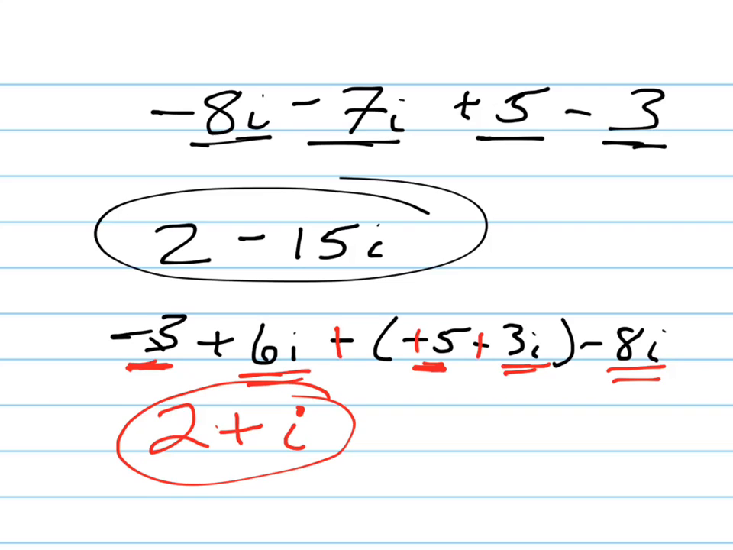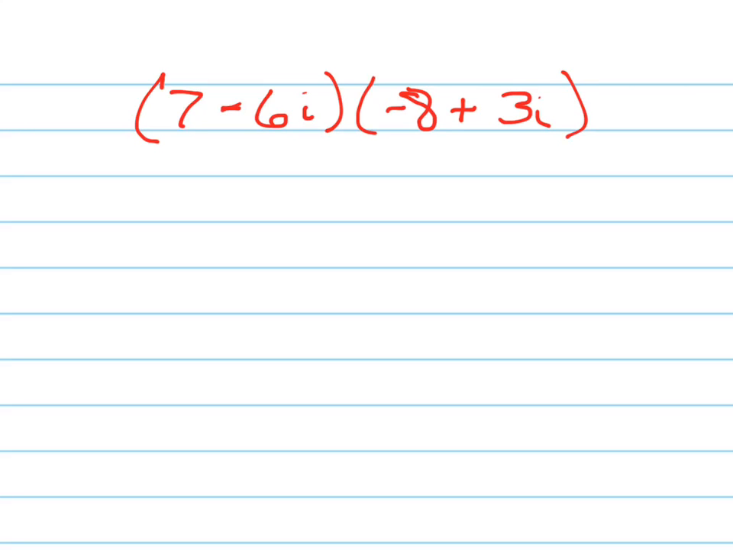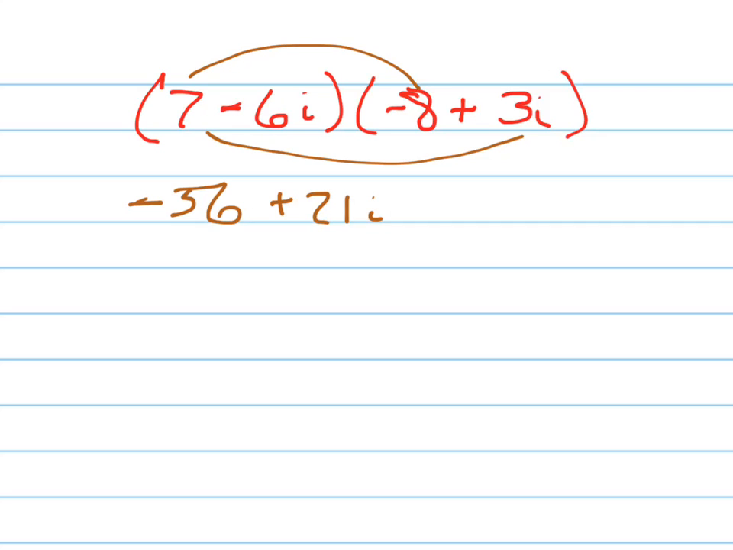You can do more than adding them together. How about multiplying them together? Let's do that. 7 minus 6i times negative 8 plus 3i. Let's multiply those together. I'm going to FOIL it out, and then I'm just going to use my properties. That's negative 56. That's first. Outside is positive 21i. Inside is positive 48i. And last is negative 18i squared.